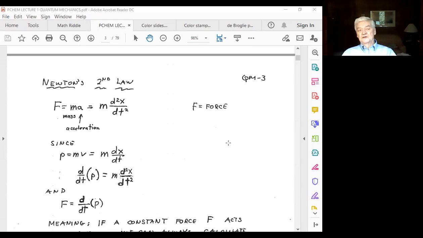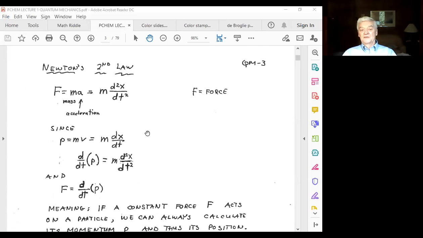Okay, let's also look at Newton's second law, just to look at the mathematics of it. We all remember F is equal to ma. Acceleration, you remember, is the rate of change of velocity with respect to time. Velocity is dx/dt, so acceleration becomes d squared x/dt squared. So this is the mathematical form of the expression.